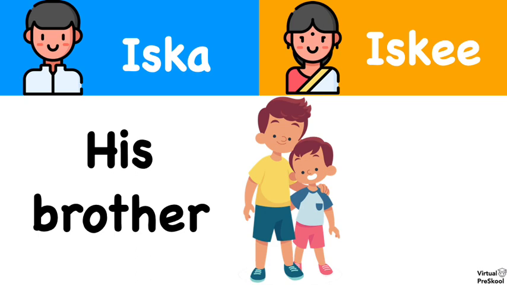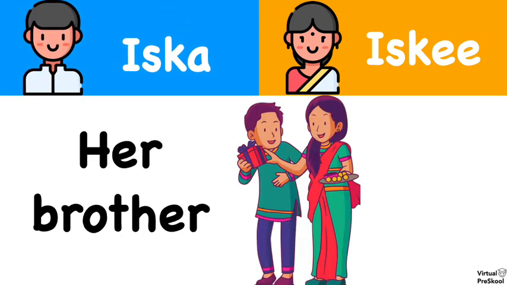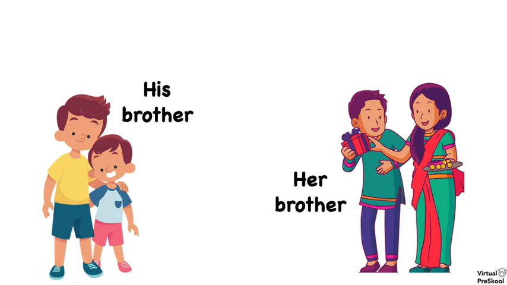So let's try some practice problems. What about this one? His brother. What would that be? Iska or Iski? Iska. What about her brother? Would this one be Iska or Iski? This one is also Iska. So wait a second. Even though his brother and her brother are both the same, how does that work? Why is that the case?